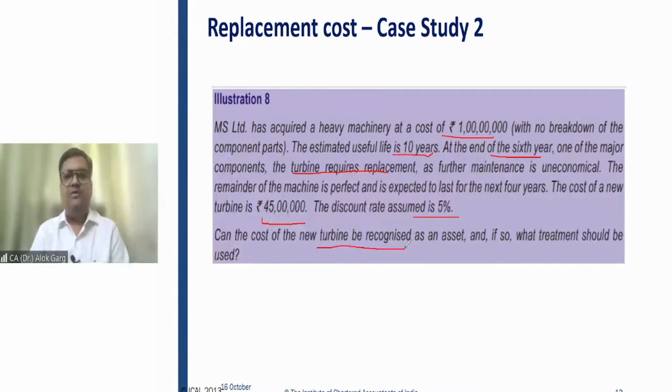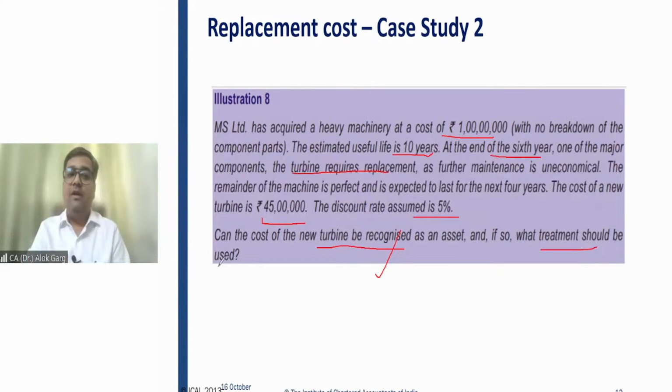For answering this question, you have to ask, is it a PPE? Answer is yes. Number two, whether the recognition criteria is satisfied? Number one, future economic benefits should be probable? Answer is yes. If this turbine would not be replaced, the machine would not be able to run. Number two, cost is measured reliably? Yes, we are aware of the cost. So from the perspective of the recognition criteria and the definition, yes, the new turbine will be capitalized as an asset. And if so, then what treatment should be used?